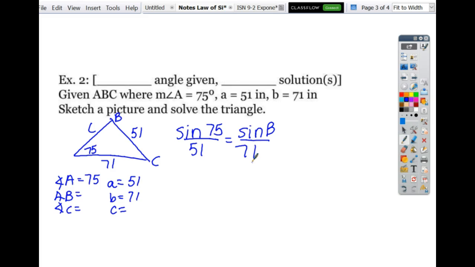Listen to me. It will store it. It's not letting you store it by giving you an error. That's not the problem. When you took the sine of 75 times 71 divided by 51, you should have gotten, I think, like 1.7. What's the biggest number for sine? 1. So if I take the inverse of 1.7, can I do that?